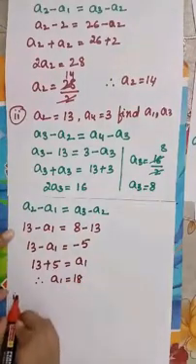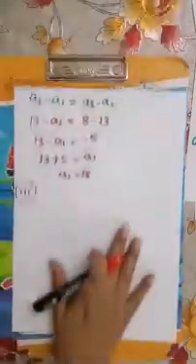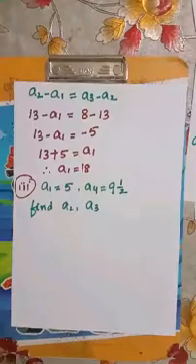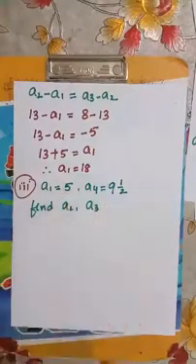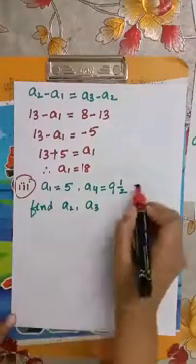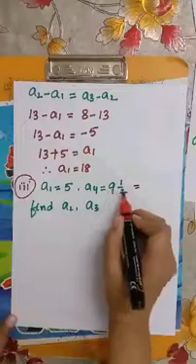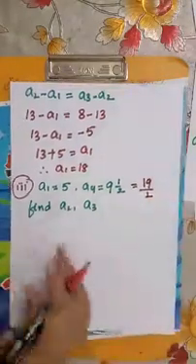Now let's move to the third question, that is, next. A1 is equal to 5, A4 is equal to 9 1 by 2, and we have to find A2 and A3. See this 9 1 by 2, how I am writing? 9 2s are 18, 18 plus 1 is 19 by 2. Okay, we have to find A2 and A3.